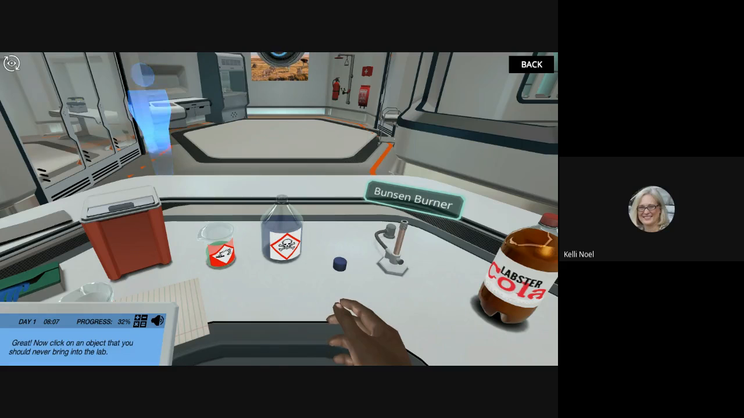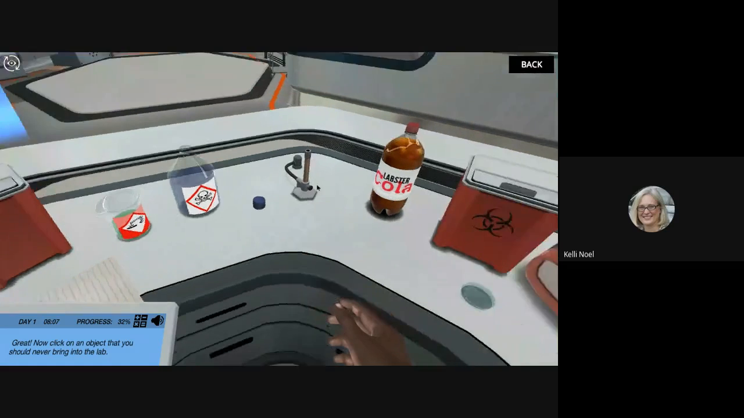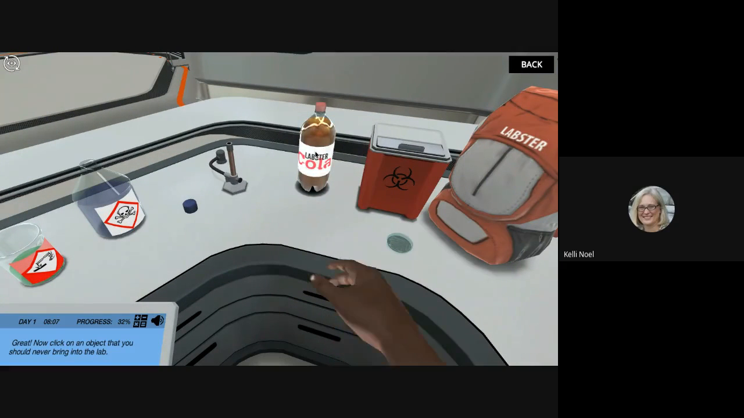Great. Now click on an object that you should never bring into the lab. All right, so we're going to look around, and we don't bring drinks. Well spotted. Food and drink are strictly prohibited in the lab. Imagine if somebody grabbed the wrong bottle by mistake and took a sip of the toxic substance.